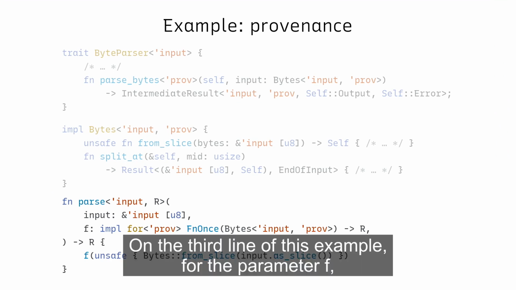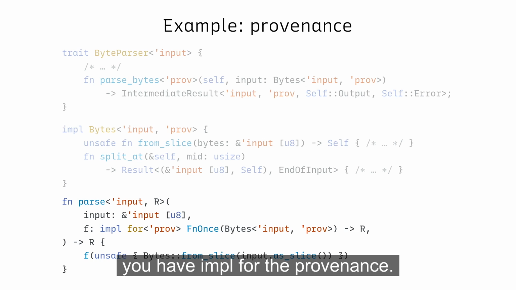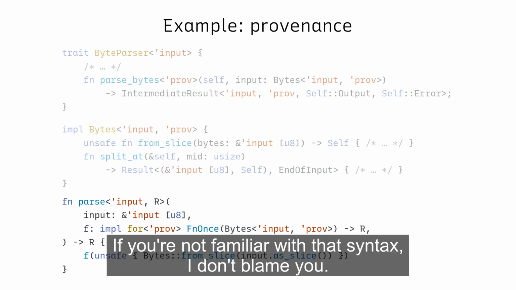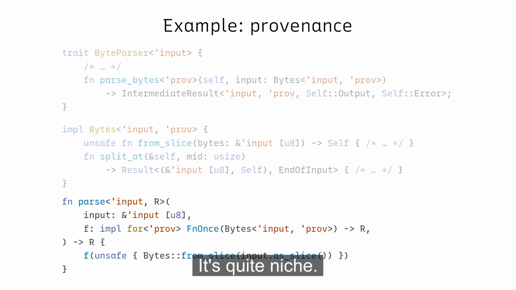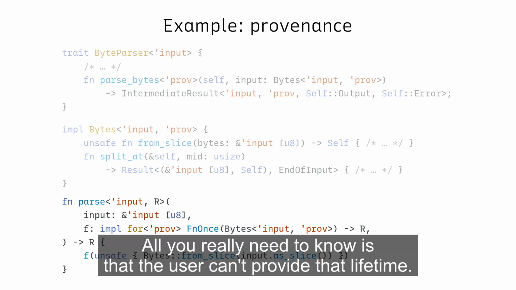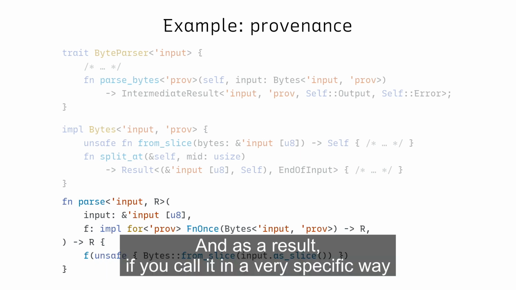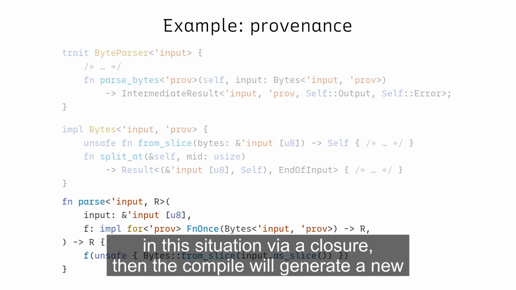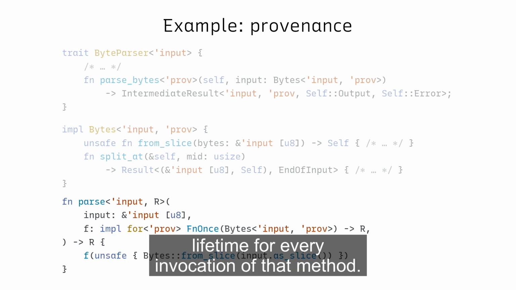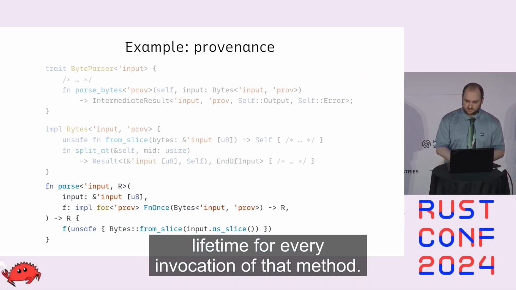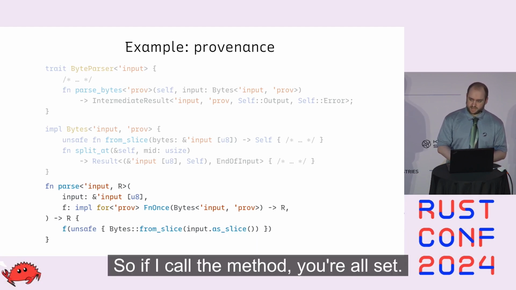On the third line of this example, for the parameter f, you have impl for the provenance. If you're not familiar with that syntax, I don't blame you. It's quite niche. It's not used very often. All you really need to know is that the user can't provide that lifetime. The compiler has to. As a result, if you call it in a very specific way, in this situation via a closure, then the compiler will generate a new lifetime for every invocation of that method. So if I call the method, you're all set.